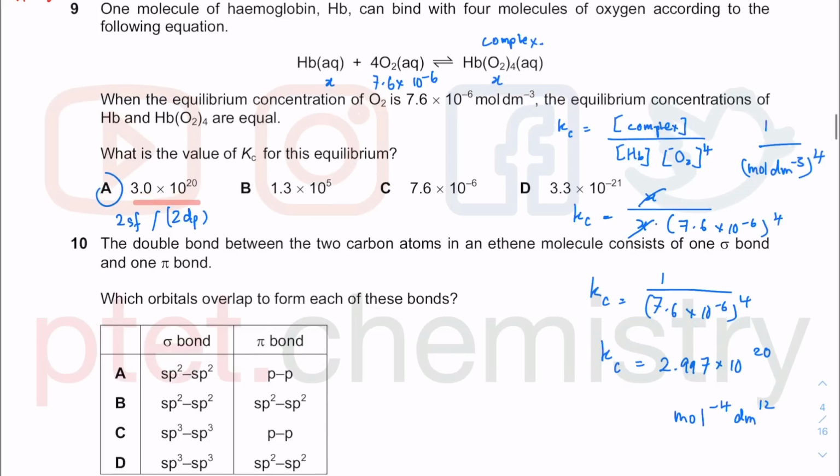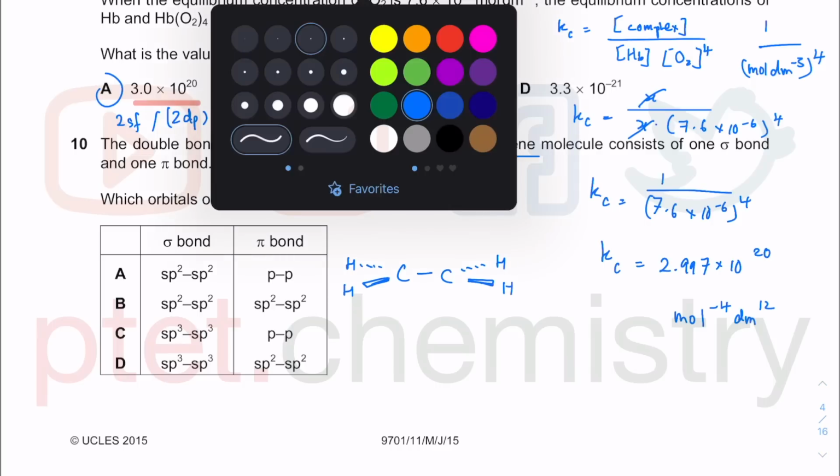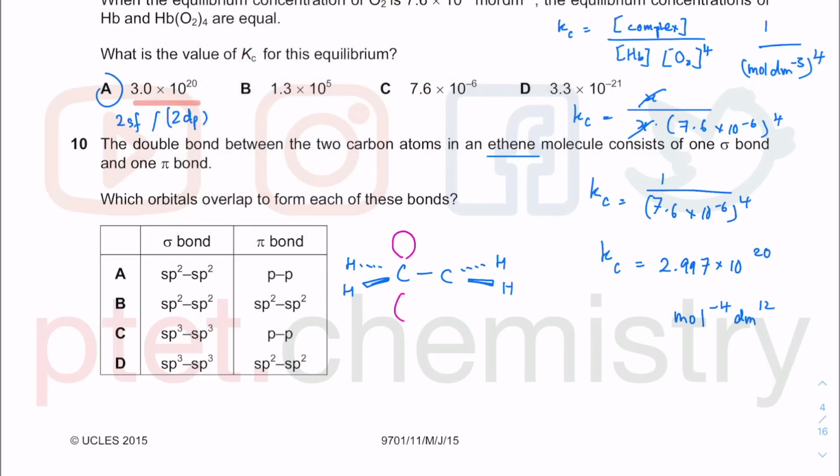Number 10, we have a double bond between the 2 carbon atoms in an ethene molecule. Ethene is an alkene. If I draw alkenes, you can hopefully see that it is a trigonal planar shape there. And you have a carbon sp2, and that is why you have 1 p orbital which is unhybridized. Around each carbon, I have 3 bond pairs. The 3 bond pairs are a result of 1 sigma, 2 sigma, and 3 sigma. So 3 bond pairs there, and I've got 0 lone pairs because I have used all my electrons for bonding.